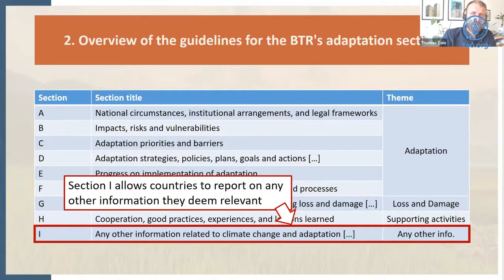Finally, Section I of the guidelines doesn't actually ask any countries to provide any specific information per se, but instead it allows countries to include any other information related to climate change impacts or adaptation that's otherwise not included by the guidelines. So essentially this acts as a mechanism to let countries report on anything they feel the guidelines have missed, but they want to report on.